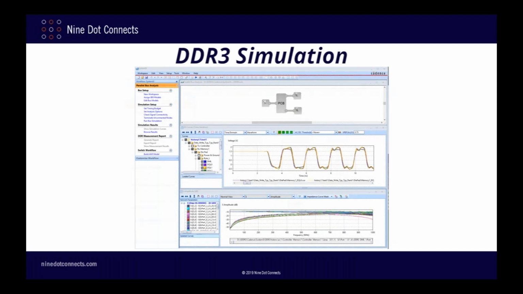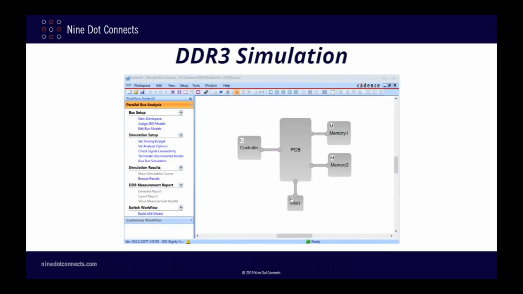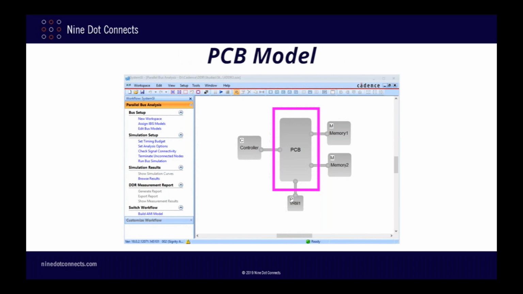Here is a view of System SI with our DDR3 design ready to go. As you see, it has the block diagram-like interface showing the major components of the design. We'll now take a closer look at each piece of this model. We'll start off by looking at the block in the middle of it all, representing the physical PCB itself.